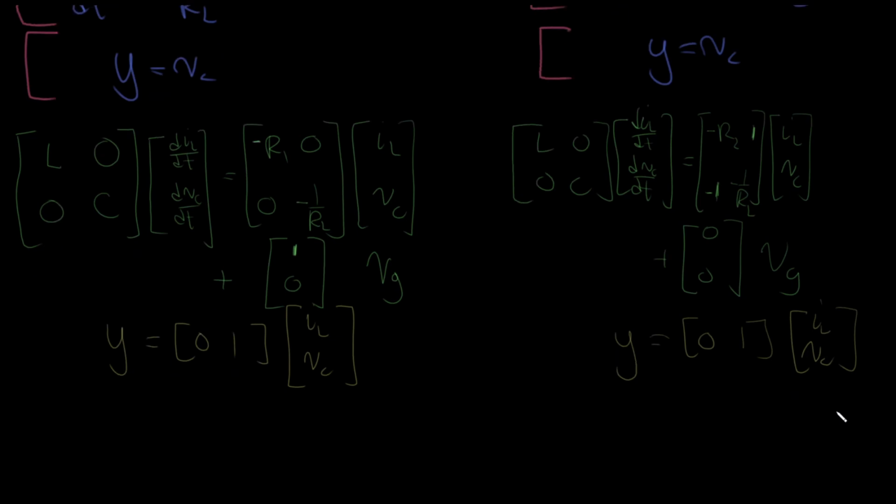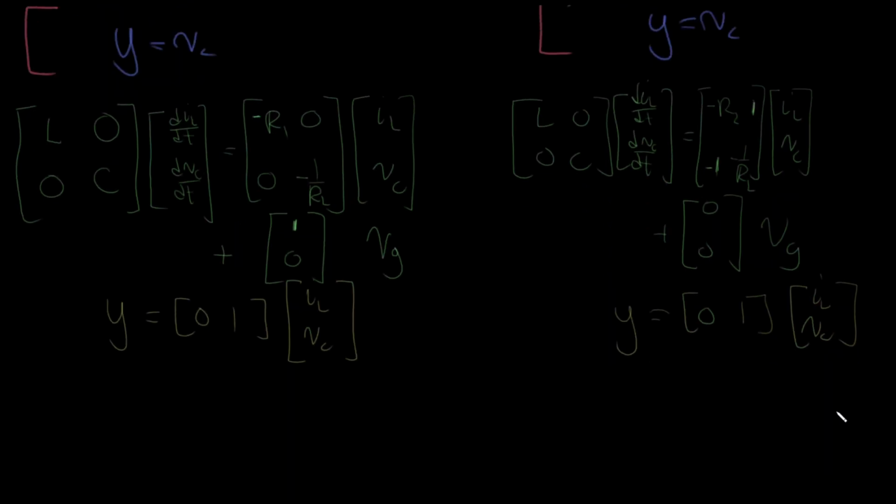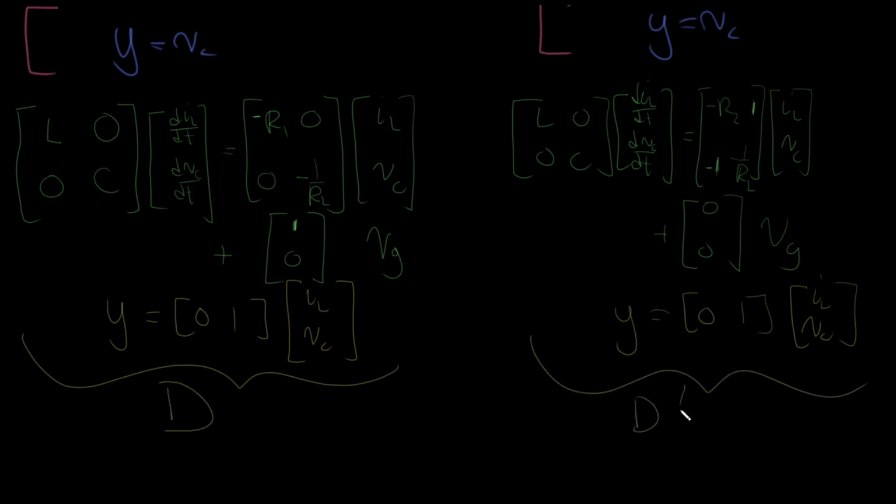So now, how do we average this? Well, we do it in the same way we did before, right? We're just going to weight these by the time they're on and sum them together, right? So all this stuff is going to be multiplied by d, and all this stuff is going to be multiplied by d prime. And then we simply sum them together.